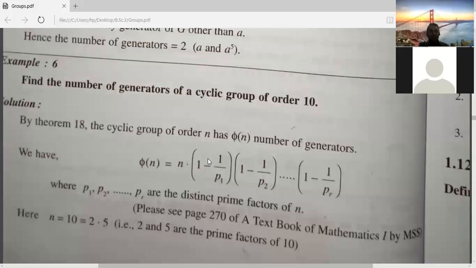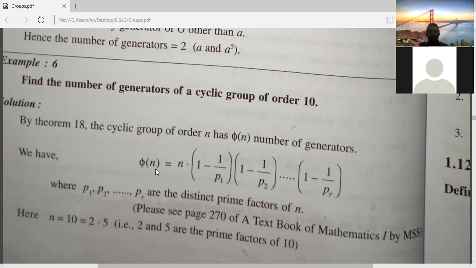Now, find the number of generators of a cyclic group of order 10. Find the number of elements of a cyclic group of order 10. Here, we have already taken the theorem: a cyclic group of order n has phi of n number of generators. Phi of n means the number of integers less than n and relatively prime to n. This is called Euler's function.